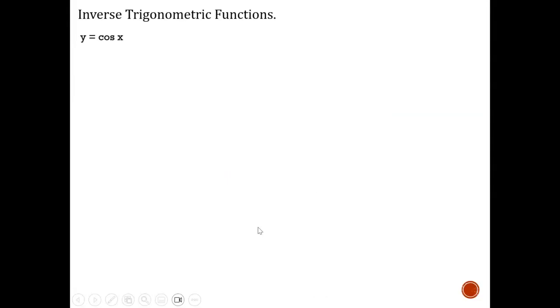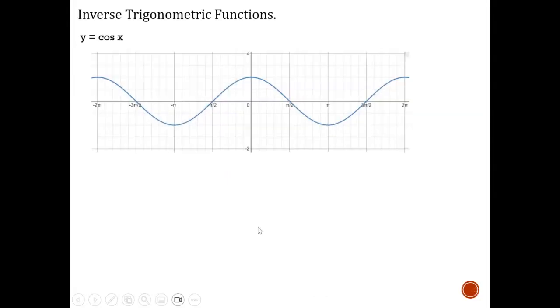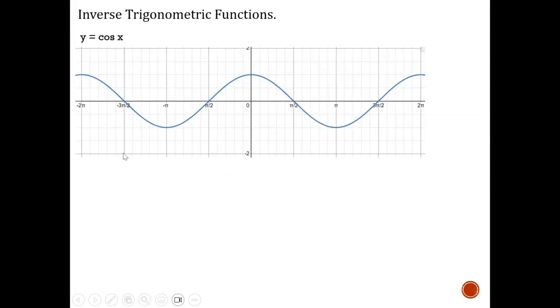Now the same thing happens with the cosine. Again, if you notice, this is the cosine wave. If you draw an invisible line through the graph, it's going to cut at more than 1 point. So we have to adjust it. But before that, the domain is from negative 2 pi to 2 pi, right? This is 2 periods, and the range is also from negative 1 to 1, because that's my y value.